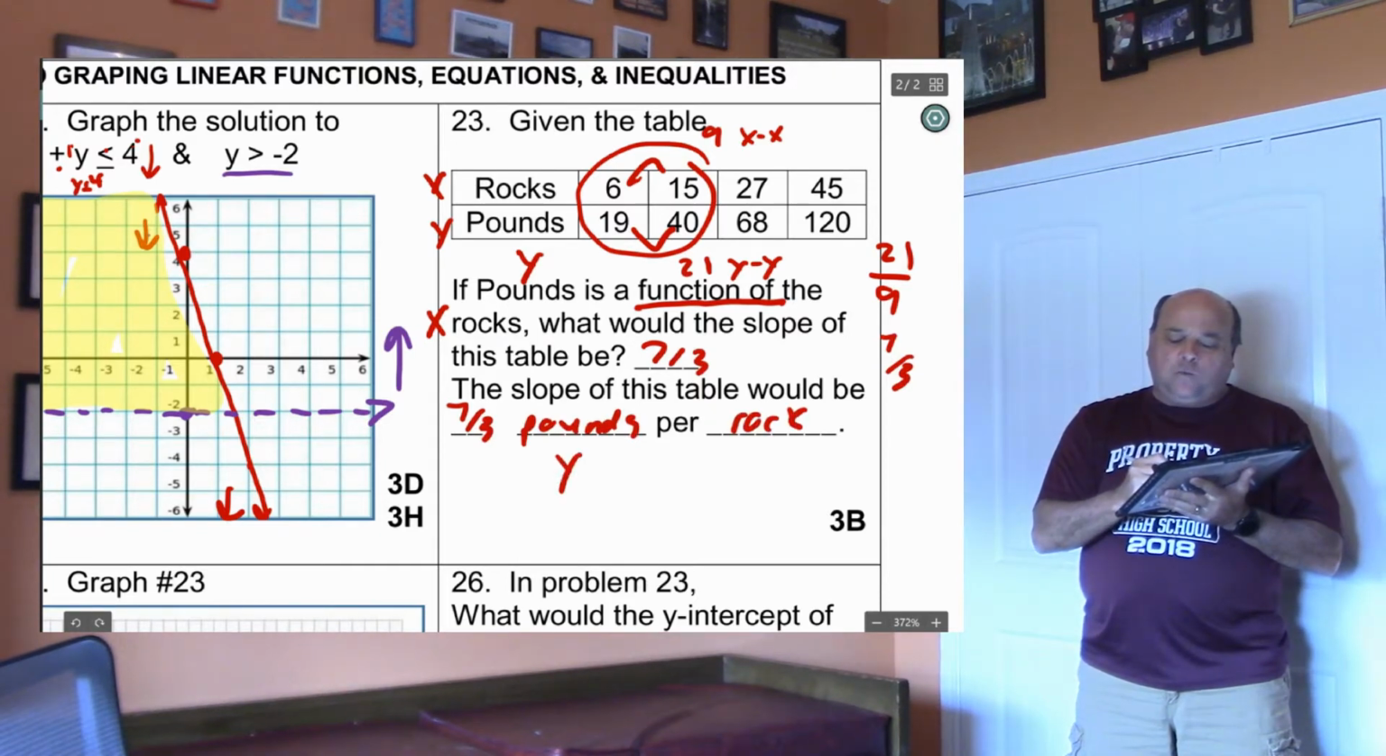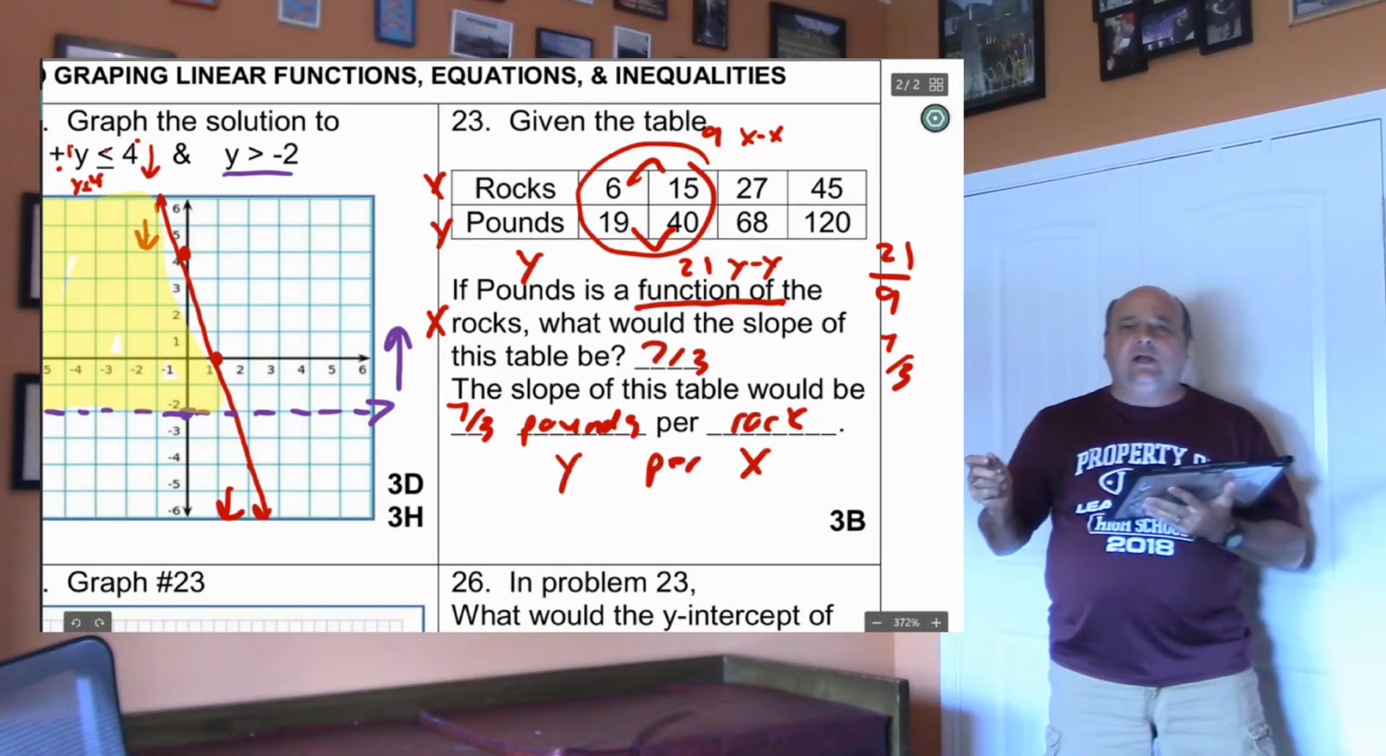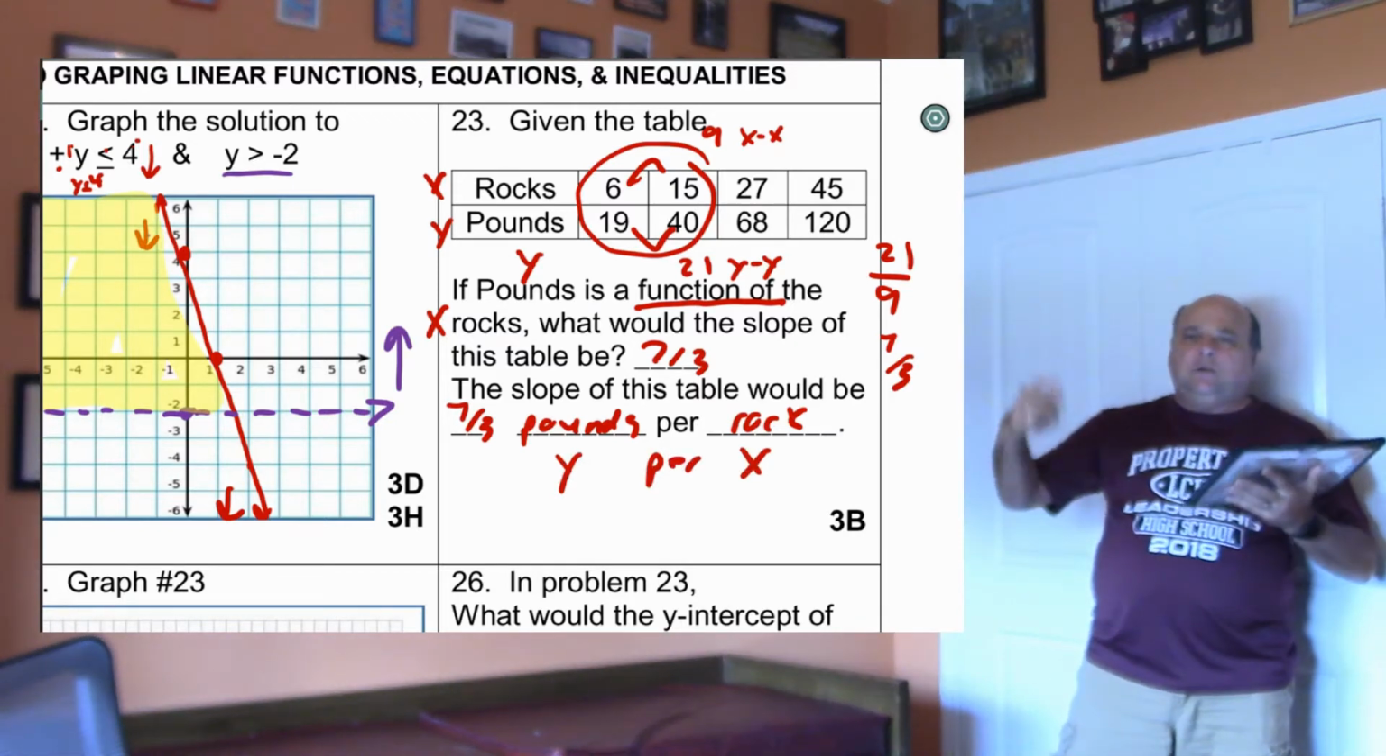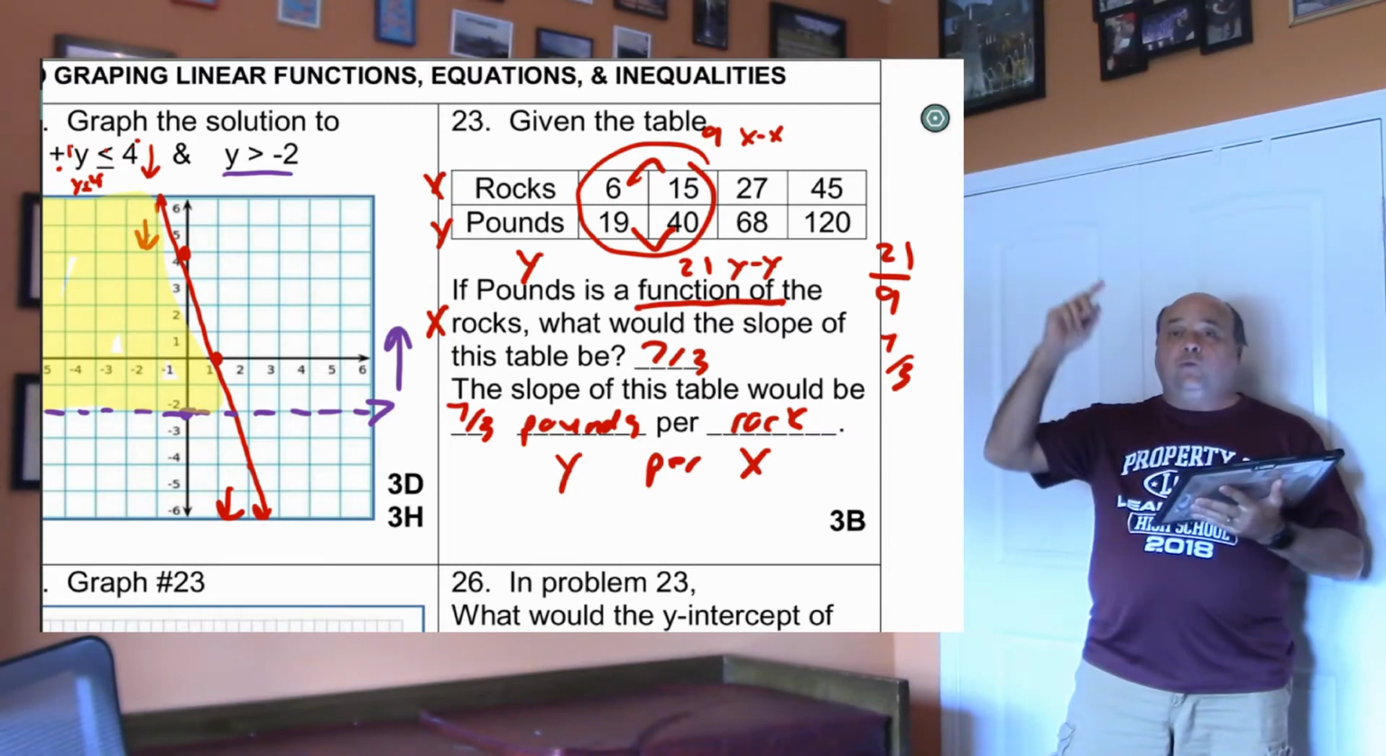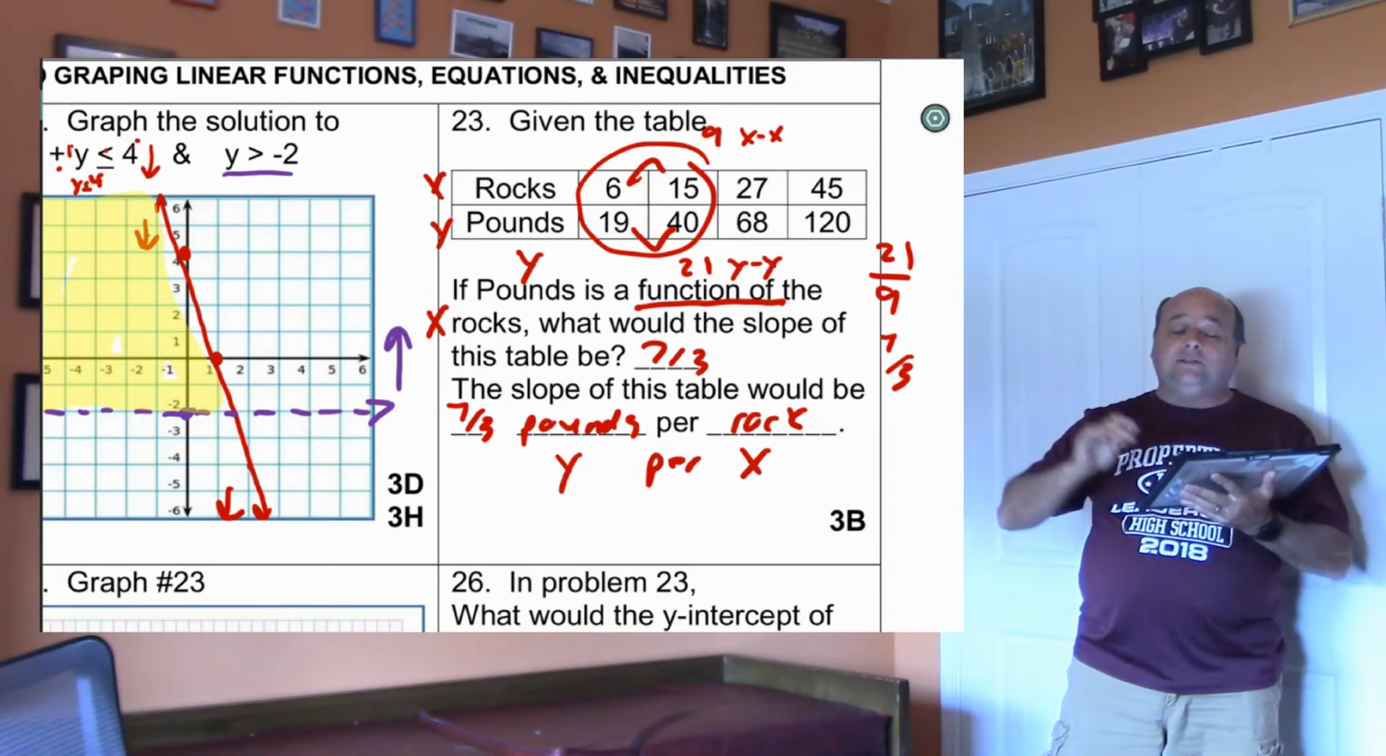Remember, your slope is y per x. That's how you write your slope down. Independent variable and dependent variable, okay? This would also be your x-axis label, your y-axis label.